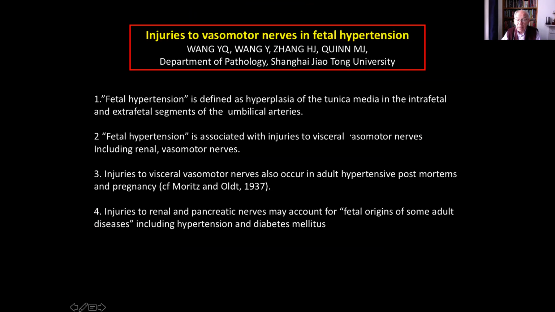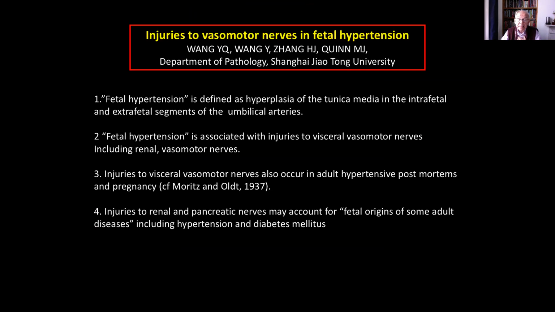So in summary, what we've shown you is that fetal hypertension is a histological diagnosis. We've shown you that there are significant injuries to both renal and pancreatic nerves that may account for some forms of the fetal origins of adult disease hypothesis. And we've seen similar injuries in adult hypertension and pregnancy hypertension, which we're going to discuss in a short while.